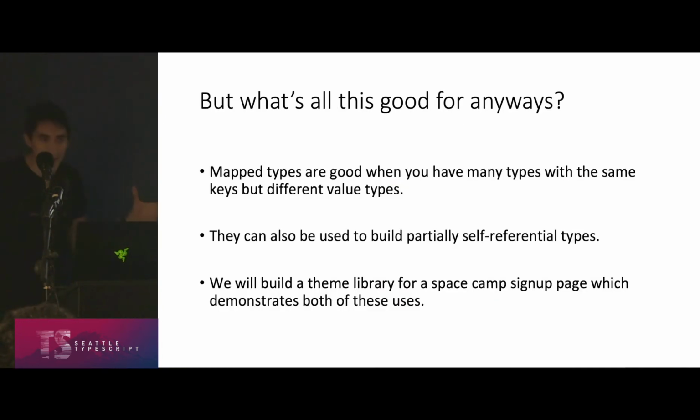Now, I taught you all that, but what's it good for anyways? Just a bunch of characters on the screen at this point. So mapped types are really good when you've got a bunch of types and they all need to have the same keys, but they have different value types. If you were going to do that without mapped types, you'd need to take your type and paste it and paste it and paste it, and go through all of the different types you pasted and change them to whatever it was you wanted.